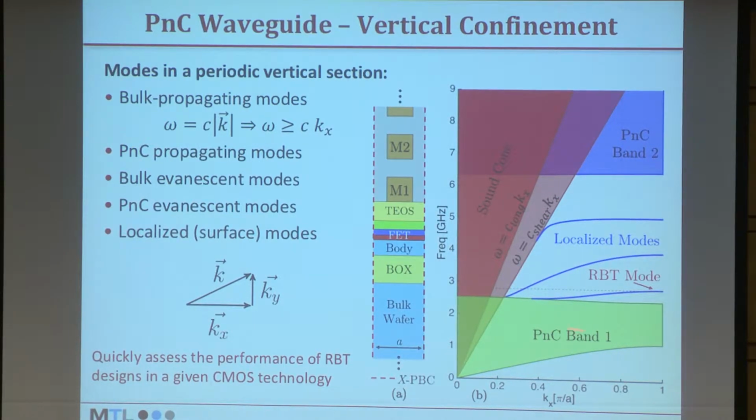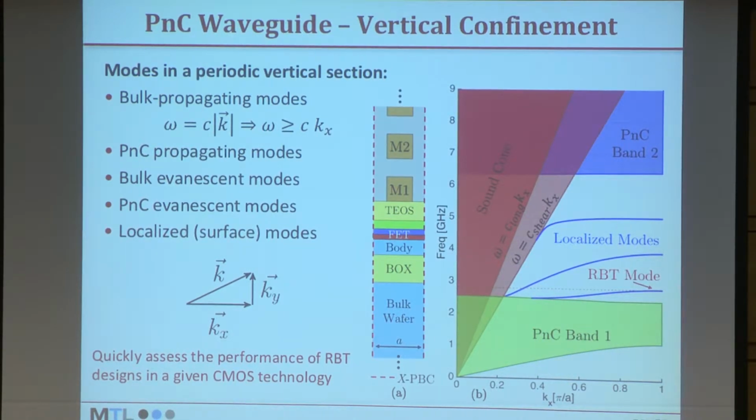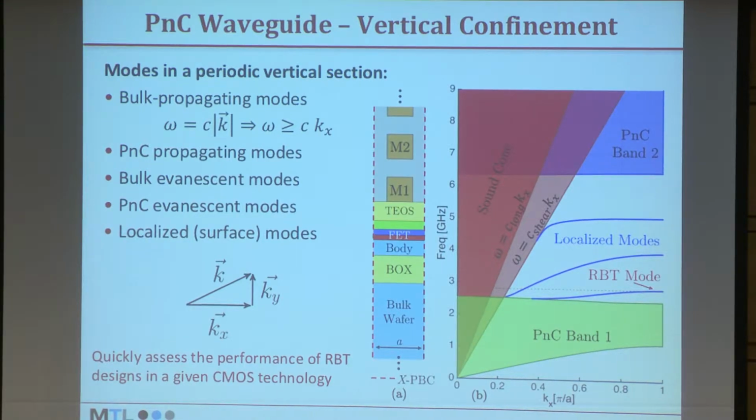First, I find the phononic crystal bands that can propagate upward in the phononic crystal. That's expected. Next, I find what I'm calling a sound cone, similar to the photonics people's light cone. The sound cone is all the plane waves that can propagate into the bulk wafer. These plane waves have a dispersion relation omega equal c times magnitude k. So if you look at only kx, the x component of the wave vector, it will be omega bigger than c kx, because ky can have arbitrary values.